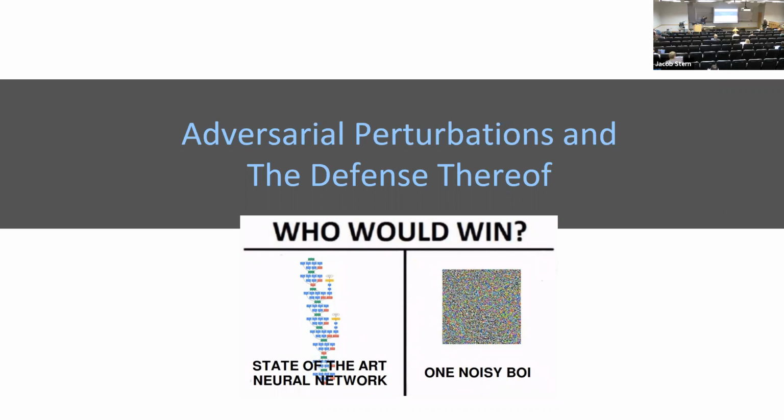Well, today we are talking about adversarial perturbations. So this is basically how do we fool neural networks?